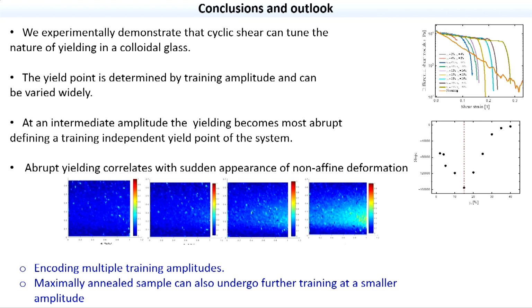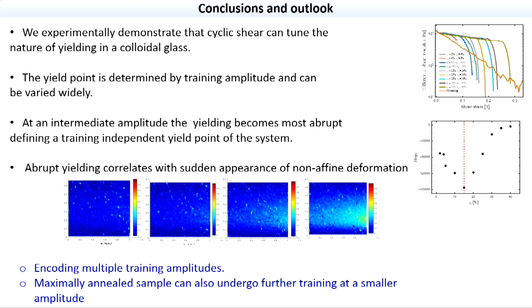Now, as far as future direction goes, there are a few subtle points I don't want to bring up here, but maybe we can discuss them in the context of multiple memory, because I told you that you can maximally anneal the system. Suppose that was 15% amplitude, we maximally anneal the system. Now the picture is that the potential energy of all the particles goes to a very low value. Then at that state, we started training it with a smaller amplitude.